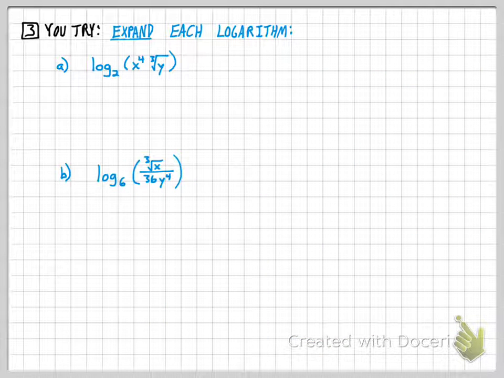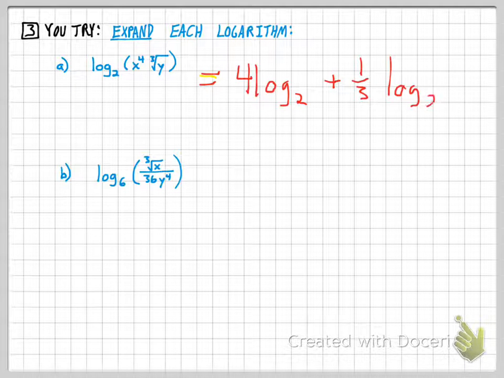Alright, let's have you try a couple. So your instructions are to expand each logarithm. Alright. Letter A should have been 4 log base 2 of x plus 1/3 log base 2 of y. Oop, left off my x there, sorry about that. So powers become coefficients, radicals become coefficients, and any product, this is a product, is going to turn into the sum of individual logs. Try letter B.